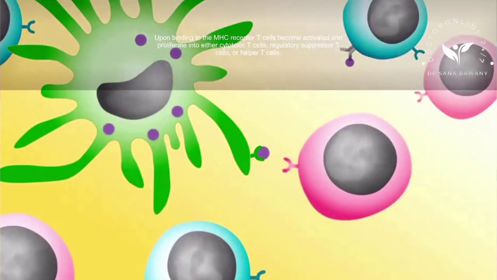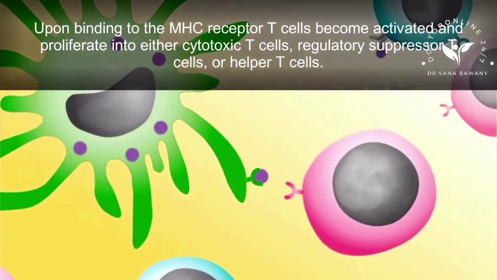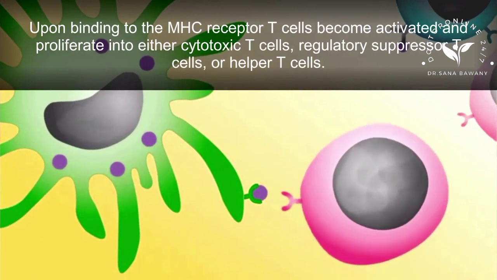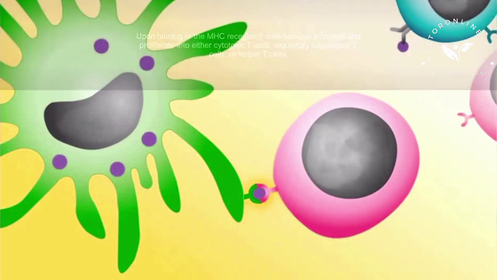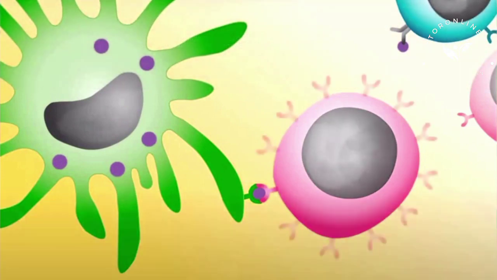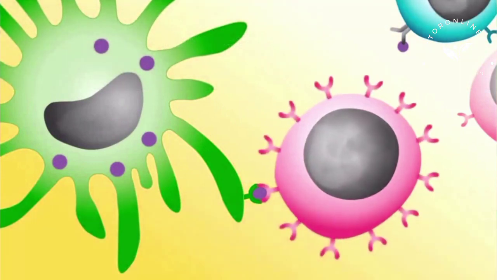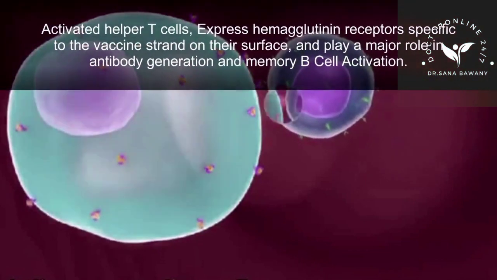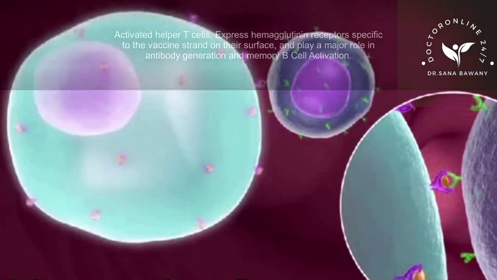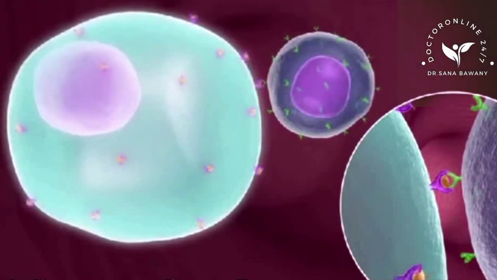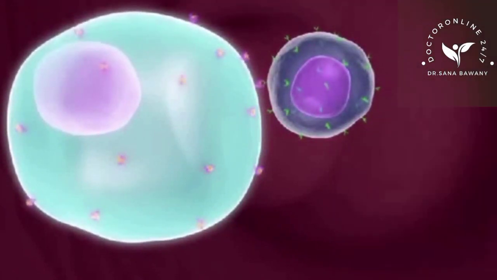Upon binding to the MHC receptor, T cells become activated and proliferate into either cytotoxic T cells, regulatory suppressor T cells, or helper T cells. Activated helper T cells express hemagglutinin receptors specific to the vaccine strain on their surface, and play a major role in antibody generation and memory B cell activation.